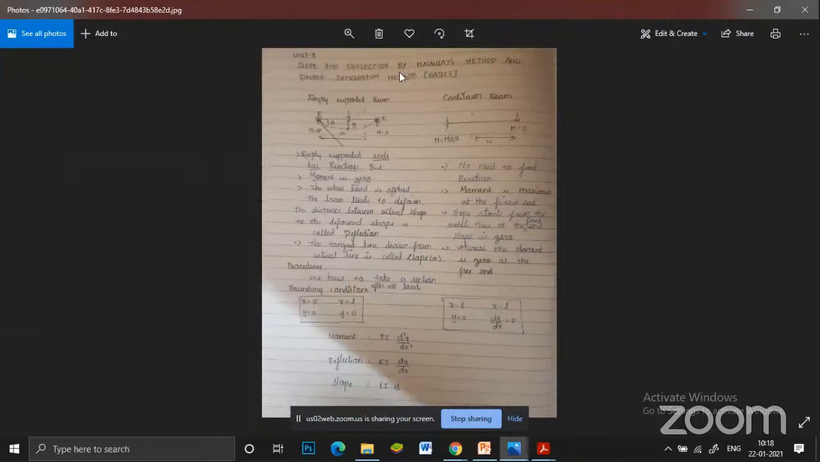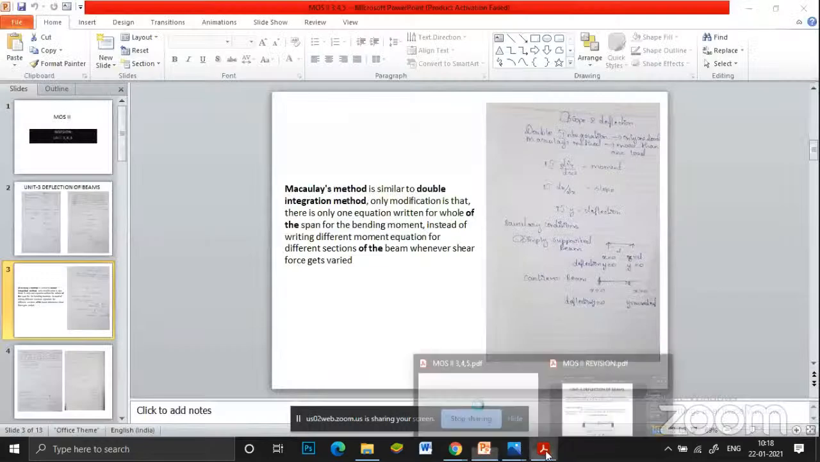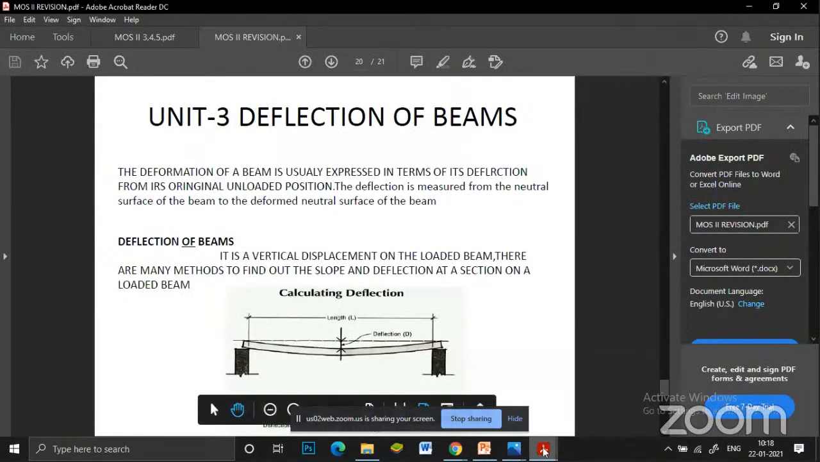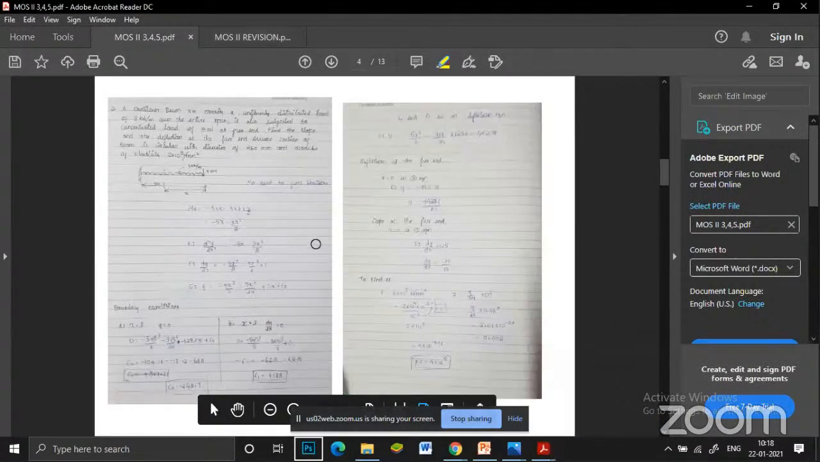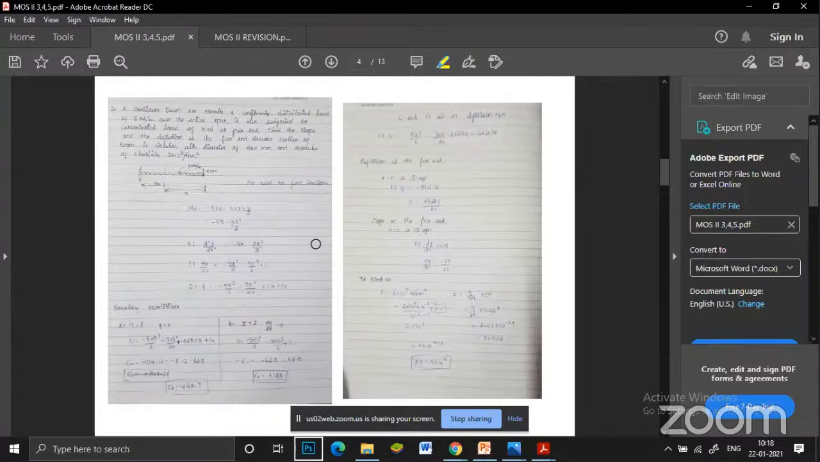you have to find the moment, sorry, the deflection, and using the double integration method, you have to find the slope. In that case, I will show you an example here. Here it is given a cantilever beam carrying a uniformly distributed load. They have given two loads: one is a point load and the other a UDL. The point load is at the free end. We have to find the slope and the deflection.